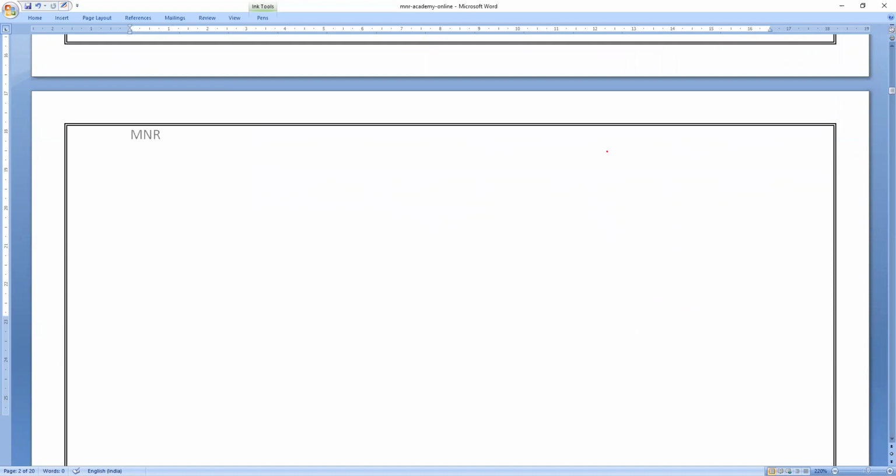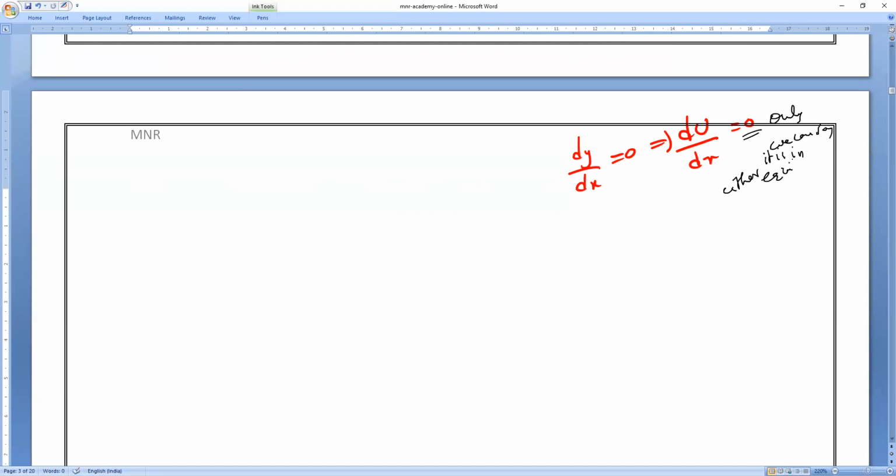Stable equilibrium. Keep it in mind, if du by dx is equal to 0, only we can say the body is in what? Neutral? No: we can say the body is either in equilibrium or not. Do you all understand, everybody? If du by dx is equal to 0, only we can say the object is in what?